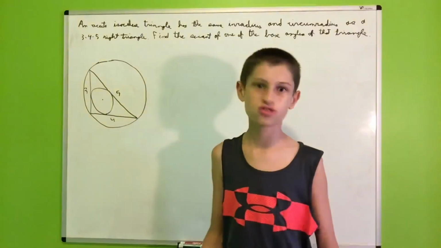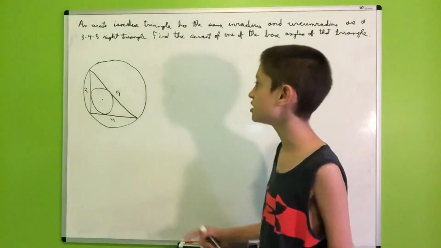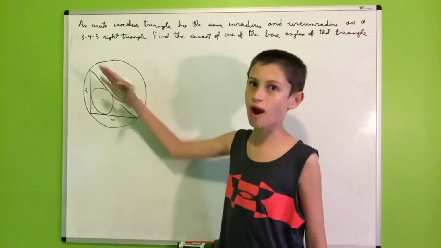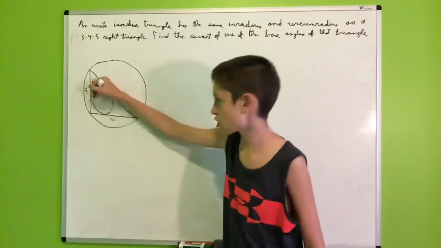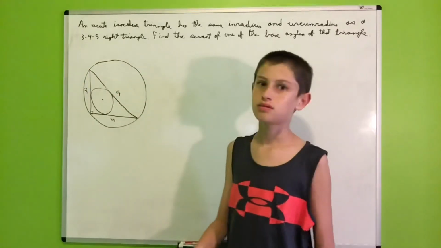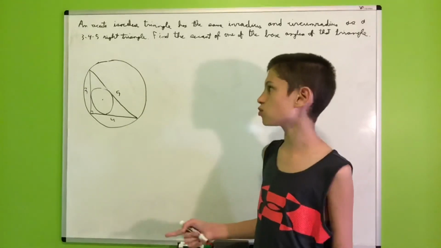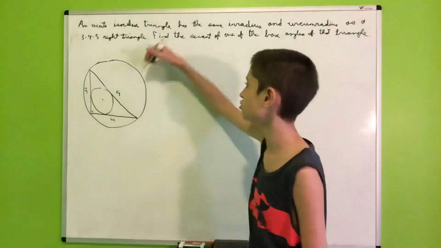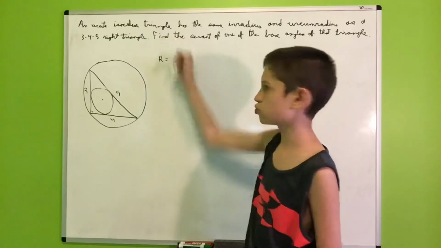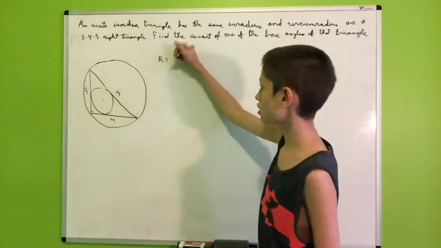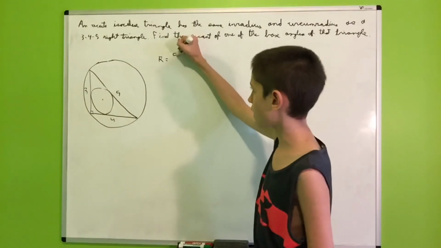Let's calculate the circumradius because it's easy. Because the diameter of our circumcircle, since this is a right triangle, is simply the hypotenuse of the right triangle, which means the radius will be half the hypotenuse. Therefore, our circumradius, which we will call R, capital R, will be 5 halves.